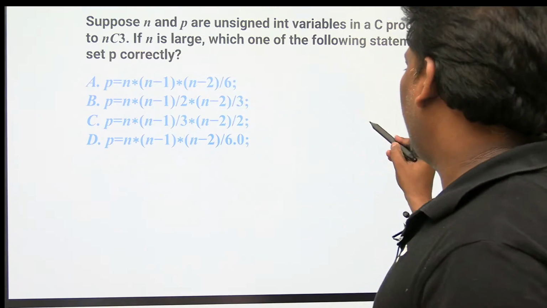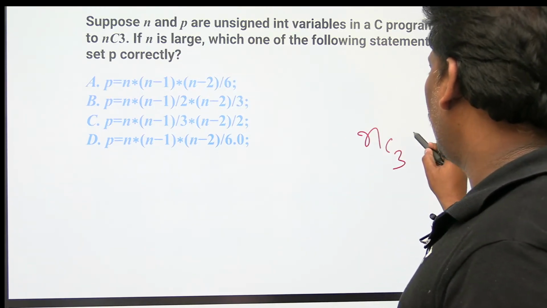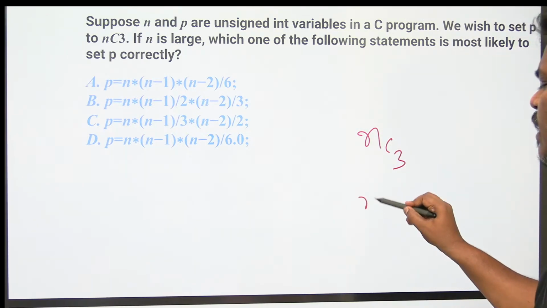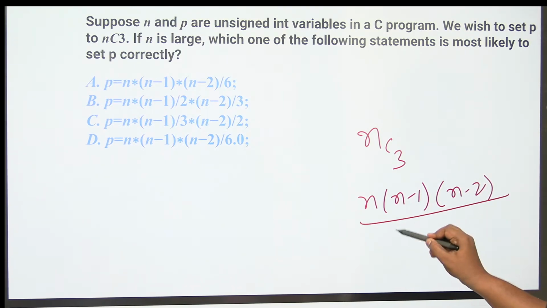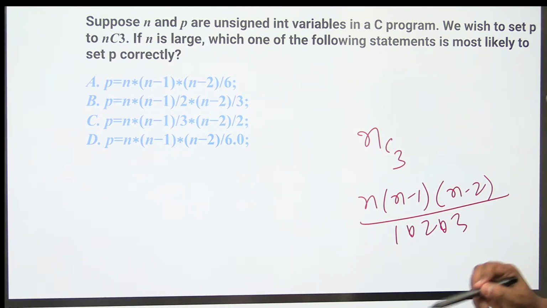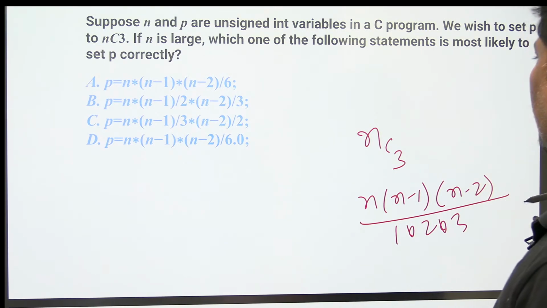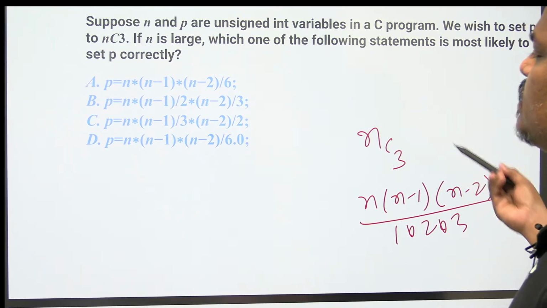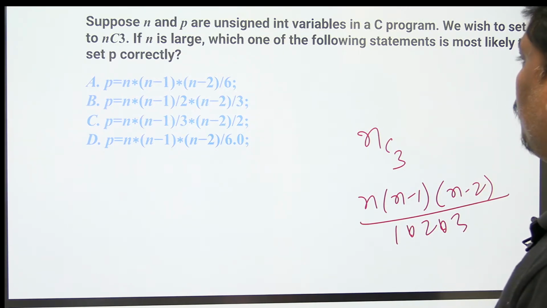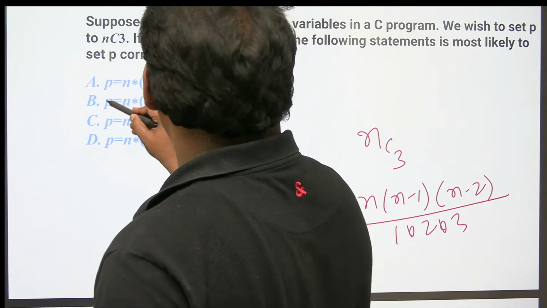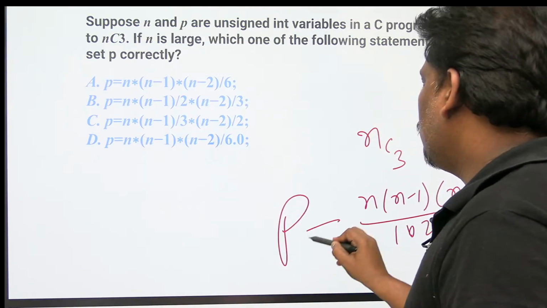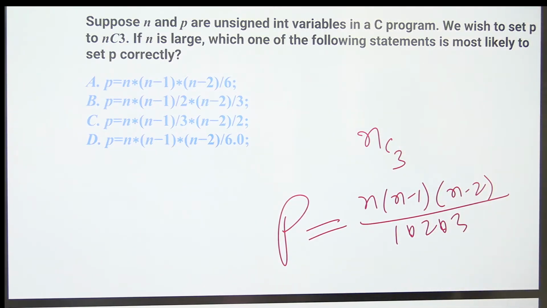So what is the nC3 value? nC3 is nothing but n into n minus 1 into n minus 2, divided by 1 into 2 into 3. Everyone knows this is nC3. So what he is saying is, we wish to set p to nC3. That means you have to write p is equal to this. That is his goal.